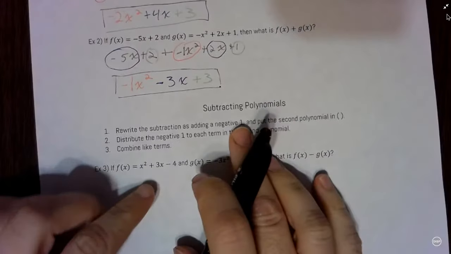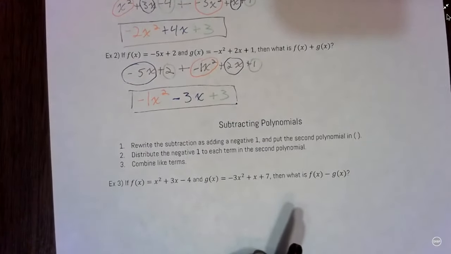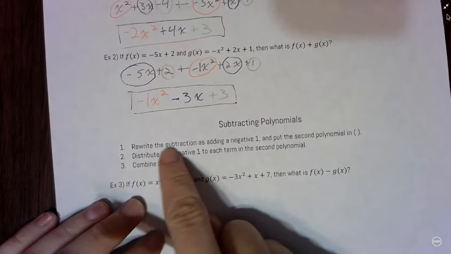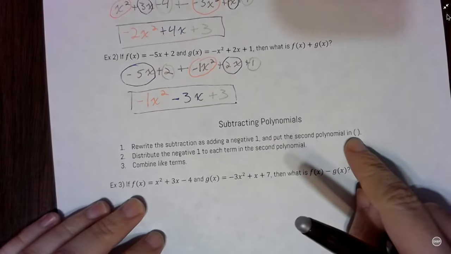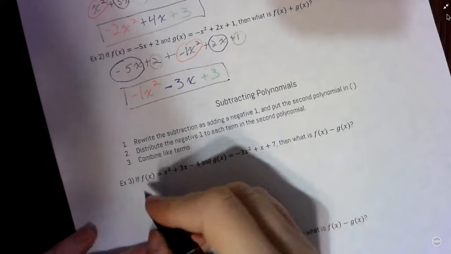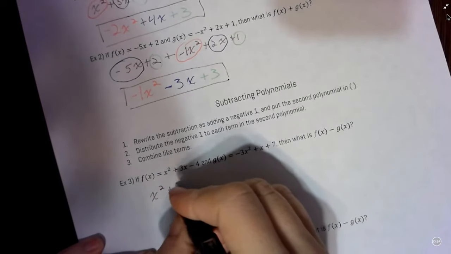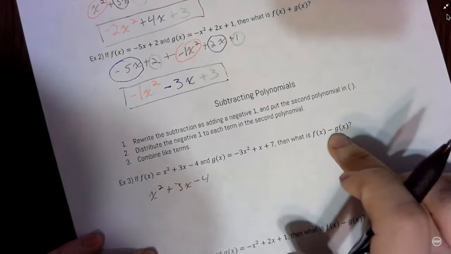So now let's try subtracting. Subtracting is a little bit more involved, but not by much. So we want to rewrite the subtraction as adding a negative 1 and put the second polynomial in parentheses. So let me show you. So we have the same polynomials as before. So x squared plus 3x minus 4. So right there. Now we're subtracting them.